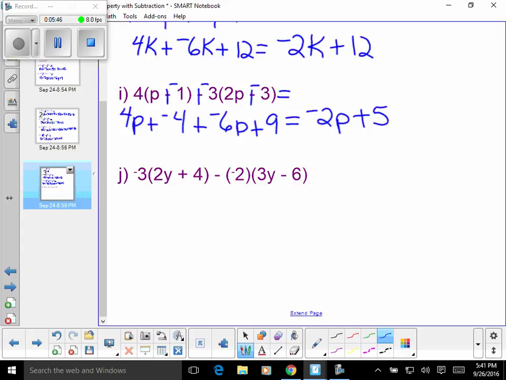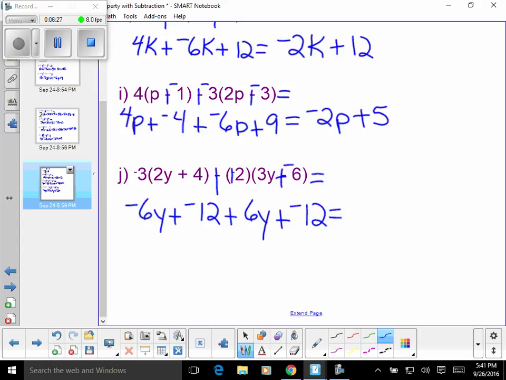And again, I've got a fairly complicated one here. This time I'm going to add the opposite, so that becomes plus a positive 2 times the quantity, but this subtraction also has to be changed to add the opposite. Now, negative 3 times 2y is negative 6y, plus negative 3 times 4 is negative 12. Now remember, this 2 has become a positive number, so the 2 times 3y is a 6y, and the positive 2 times negative 6 is a negative 12.